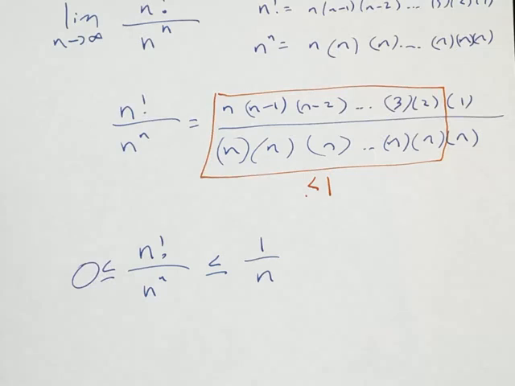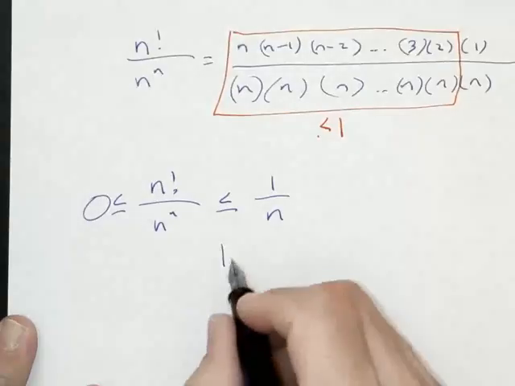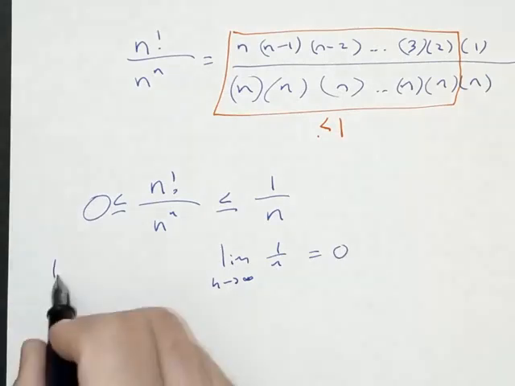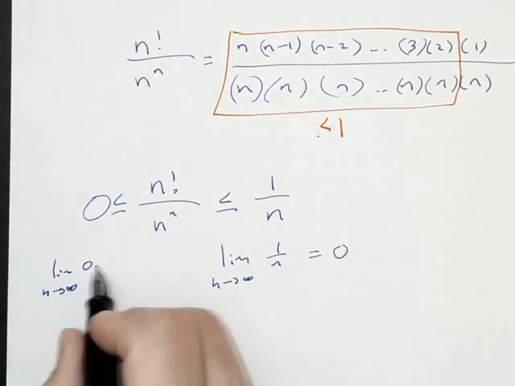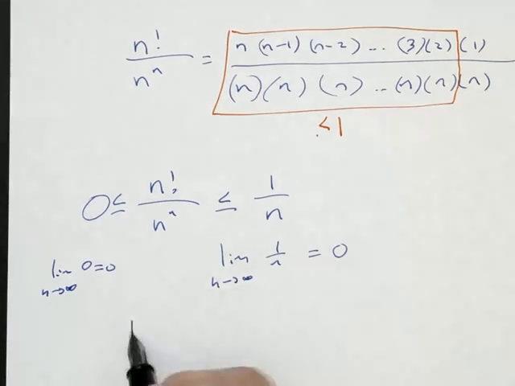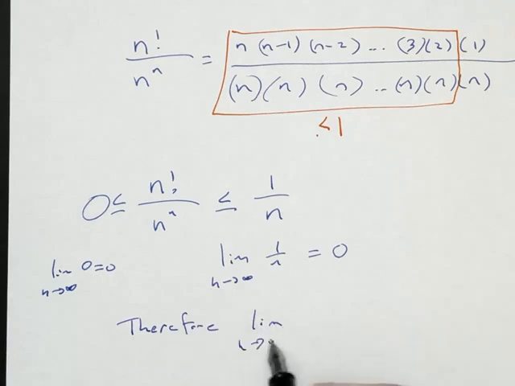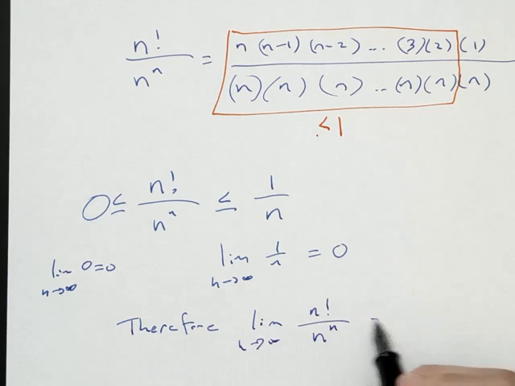Holy crap, I don't have to actually figure out this limit directly. I have the ability to do the squeeze theorem. Because the limit as n goes to infinity of 1 over n is 0, the limit as n goes to infinity of 0 is 0. Therefore, the limit as n goes to infinity of n factorial over n to the n is also 0. Without ever calculating it directly, I was able to stick the squeeze theorem in here.